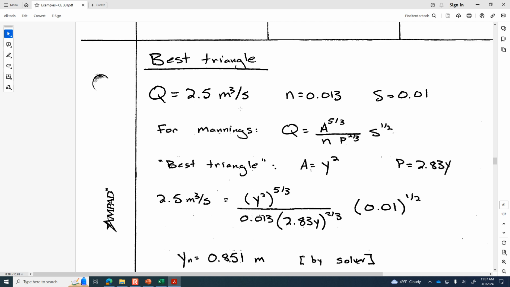Okay, the best triangle, the area is y squared, wetted perimeter 2.83 times y. Substitute those variables into Manning's equation along with the given flow rate, roughness, and slope. When you put it into your solver, you should get that the normal depth is 0.851 meters.